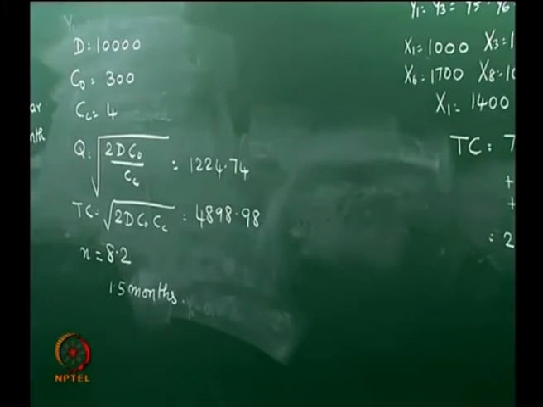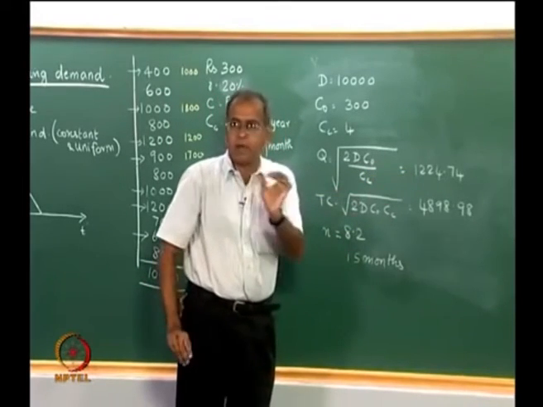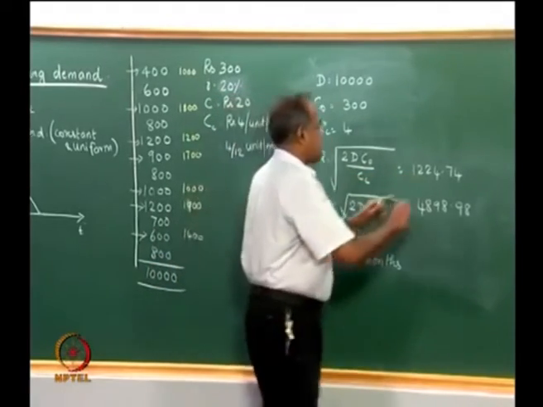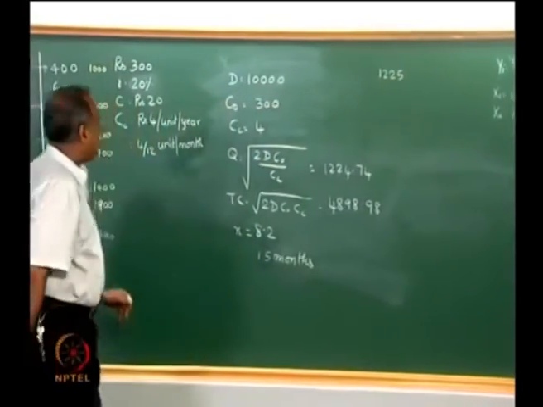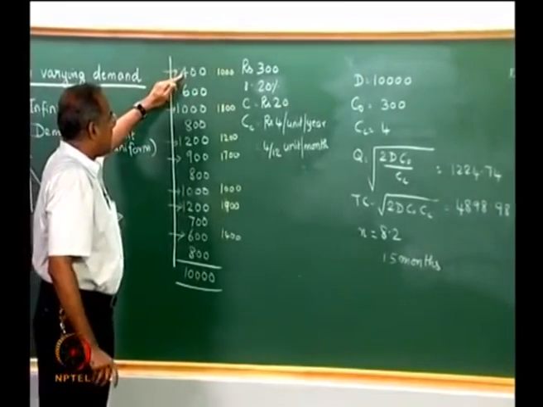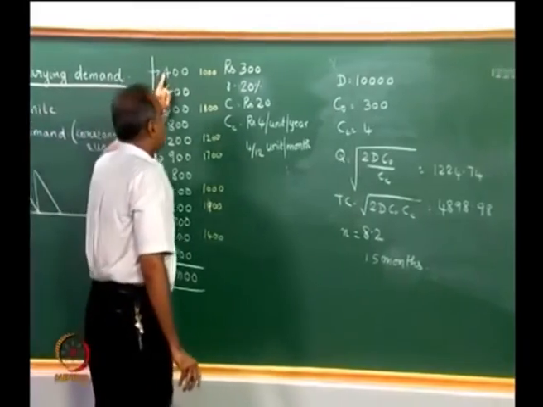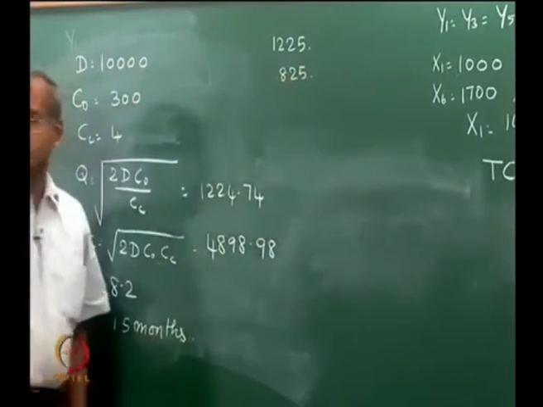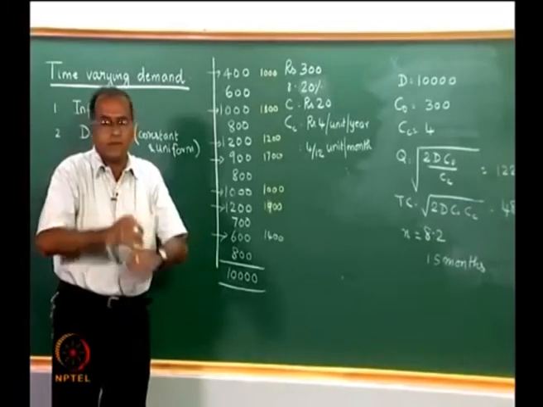Now for example, we are going to order 1224.74, let us approximate it to 1225, which is not a very wrong approximation. So we first order 1225. Now let us try and see what we do with this. So we can meet the first month's demand of 400 through it. So at the end of the first month we will have 825. But then somewhere in between, after 0.5 months we will have another 1225 coming in.